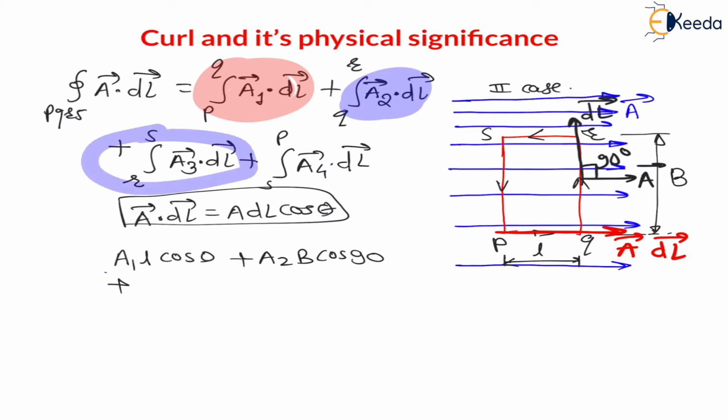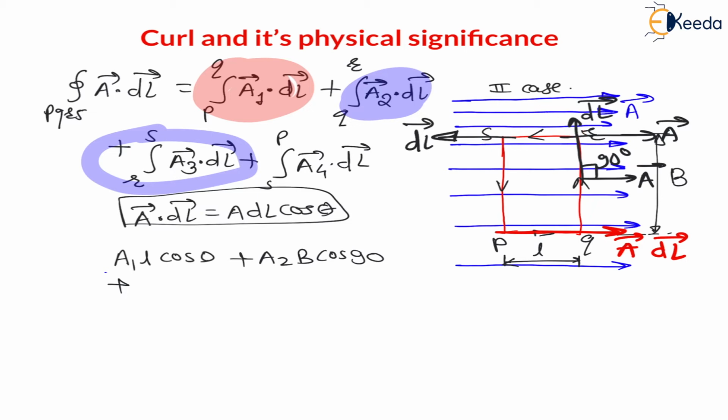For this term, see A3 dl means for R to S. See, R to S is going towards left. Try to understand, my dear students. Here for R to S, the distance dl vector is going towards left, but the vector field is going towards right. Means angle between them is 180 degree.